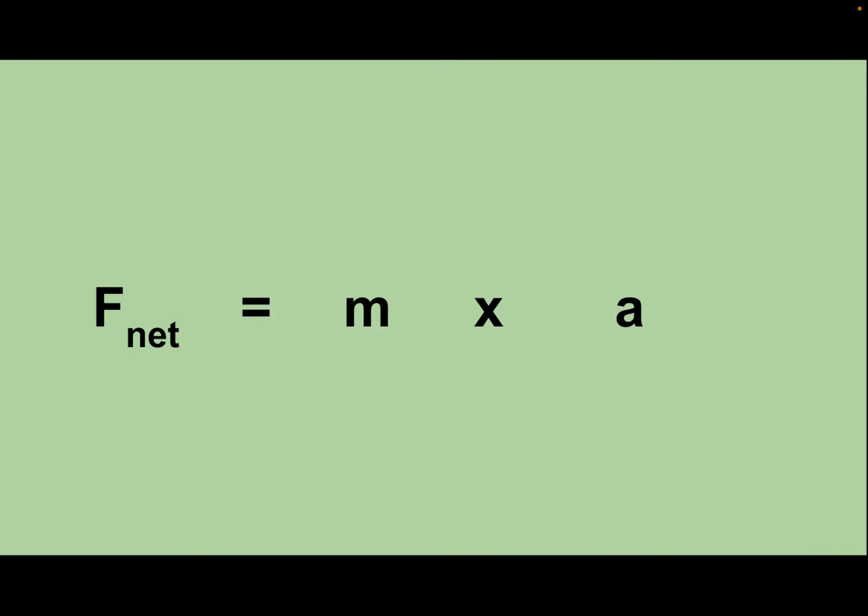Now, in physics, we often don't write the multiplication symbol, so you could just have two letters next to each other like that, and that means that they multiply each other. So F equals ma.